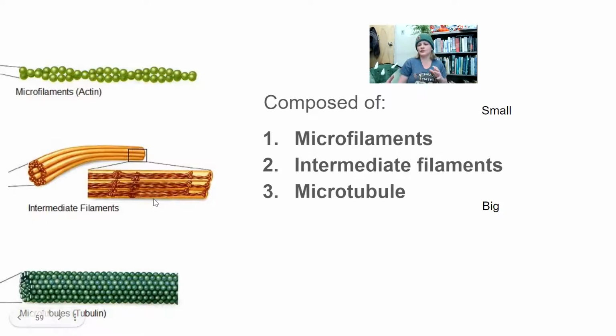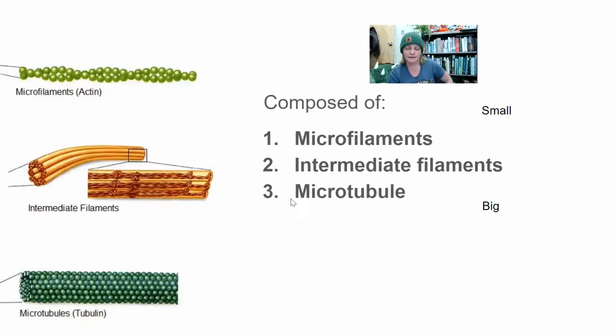These have a different structure. The way that they're put together and broken apart is different from the other two structures. And they're in between sizes. So we call them the intermediate ones because they're not big and they're not little. So we'll just call them intermediate.